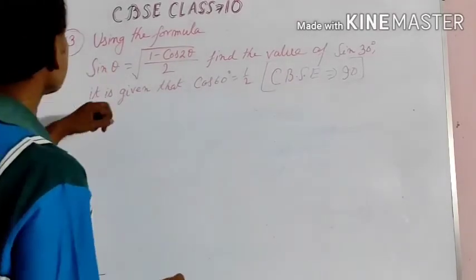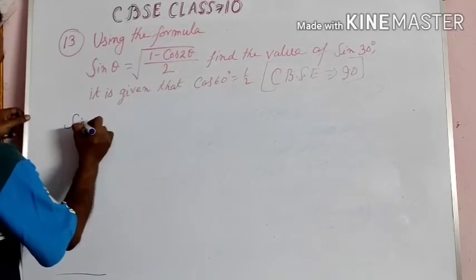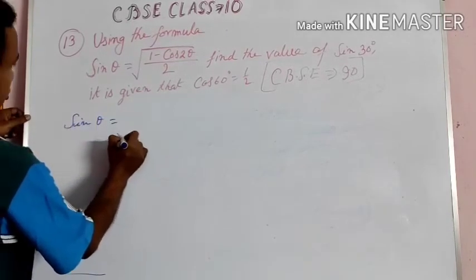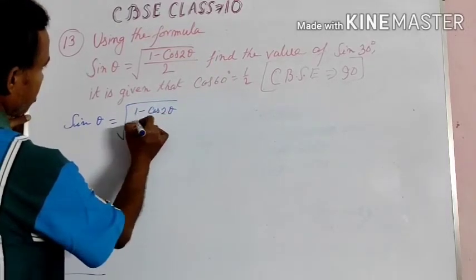Okay, here the question is sin theta is equal to root over (1 minus cos 2 theta) by 2, given.